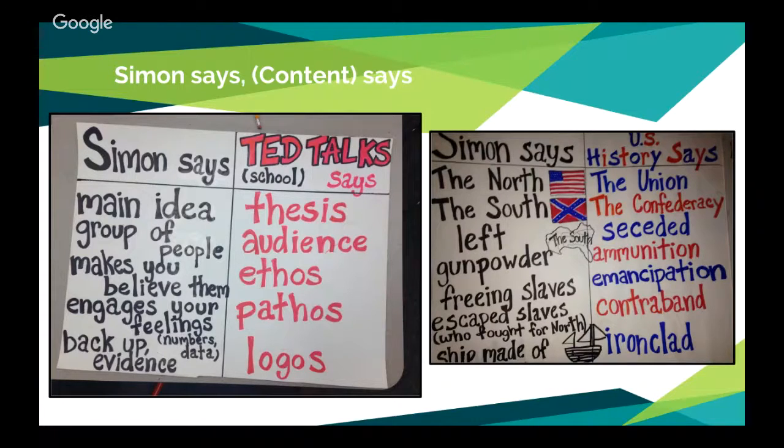We have to use the Union, the Confederacy, seceded, ammunition. These are words that they need to know, they need to understand, because they can be successful and they can learn these words. But we must be the examples for these students in putting them into action.